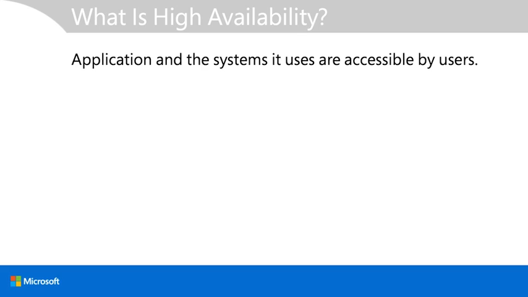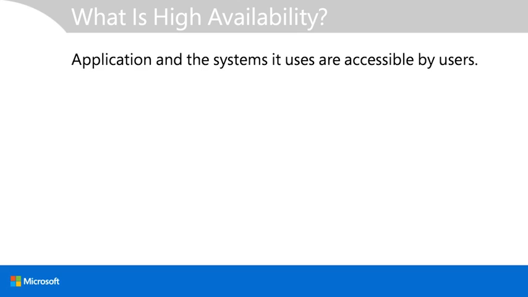It's pretty simple stuff. Availability is measured as a percentage of availability over a specific period of time, but there really isn't an explicit definition of what constitutes high availability. In a general sense, high availability means that an application and its systems are accessible most of the time, usually in the high 90 percentile over any given period.